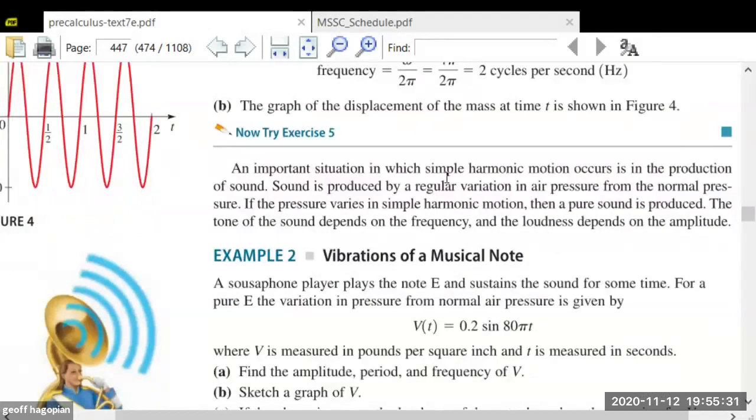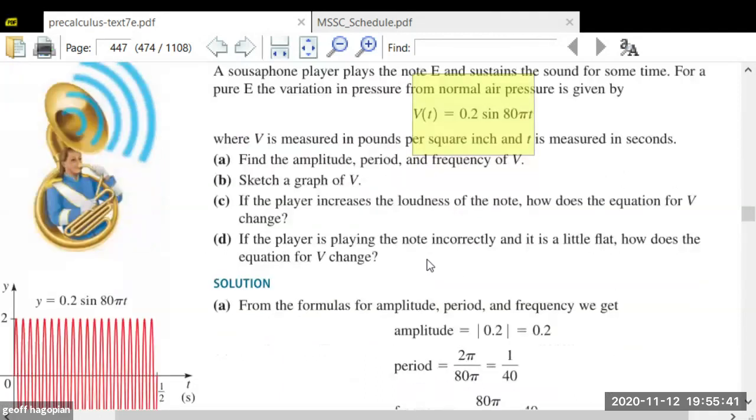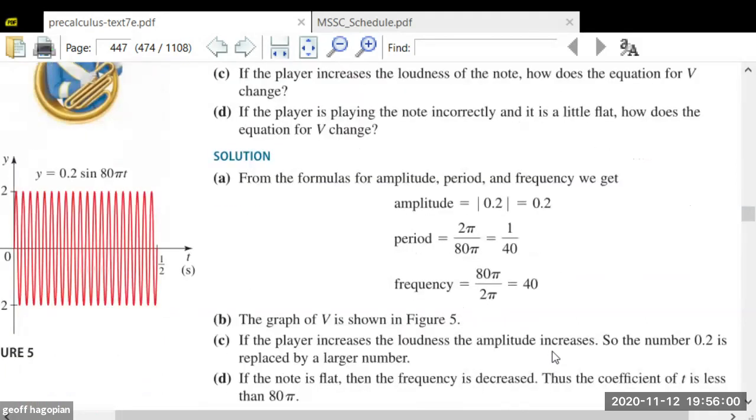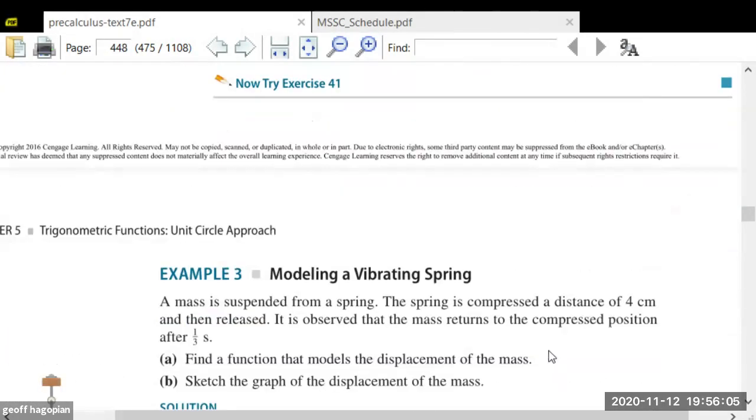Okay, so to give you an example of a vibrating spring, vibrations of a musical note. So should we analyze this function? Well, they're going to do it for us here, right? So they're saying, here's the amplitude, here's the period, which is 2 pi divided by the coefficient of the input t, right? Which here is 80 pi. So 2 pi divided by 80 pi is 1/40th. So the frequency would be the reciprocal of that, which is 40. So 40 vibrations per second. Is that audible? That's a very low audible tone.